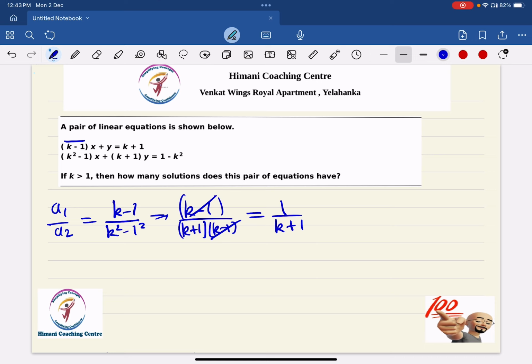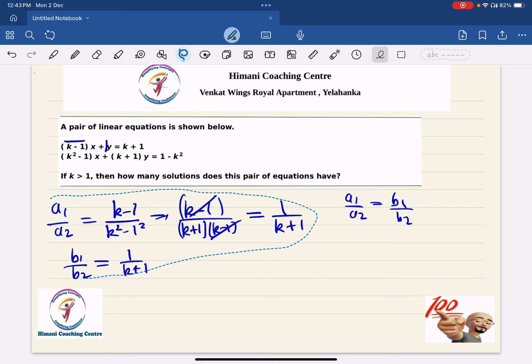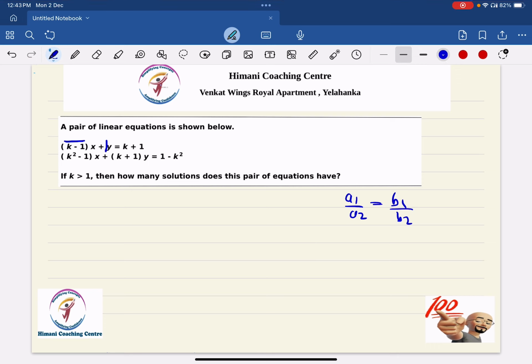Now, what is b1 here? We are given y, so b1 is just 1. So b1 by b2 is 1 over k plus 1, which gives me for now that a1 by a2 is equal to b1 by b2. Now we have to look at c1 and c2. Remember, for c1 and c2, they both should be on the same side, either on the left side of the equal to sign or the right side, but both have to be on the same side. Here they are already on the same side.